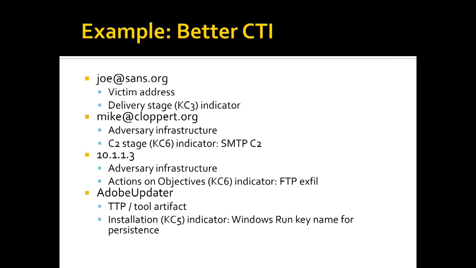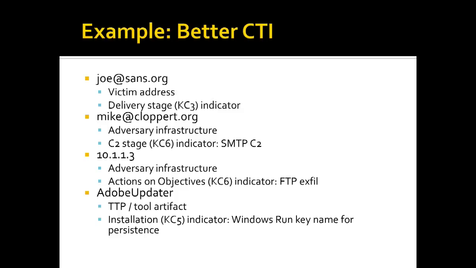Slightly better. joe@sans.org is a victim address. So now we're talking a little bit Diamond Model. Delivery stage, kill chain 3 indicator, right? So kill chain again. Mike@cloppert.org, maybe that's adversary infrastructure for C2. So we've got SMTP C2, it's happened before.